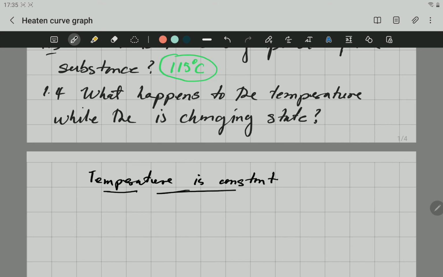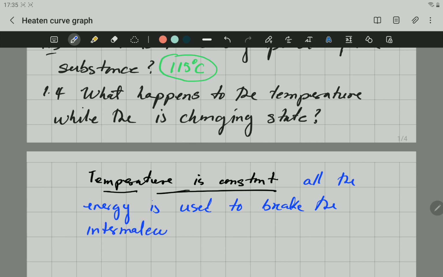Now, why does the temperature stay constant? All the energy is used to break the intermolecular forces. Okay, that is what is happening. All the energy, all that heat is being used to break the intermolecular forces, or you can say the forces between the particles. Okay, so this is all about this question.